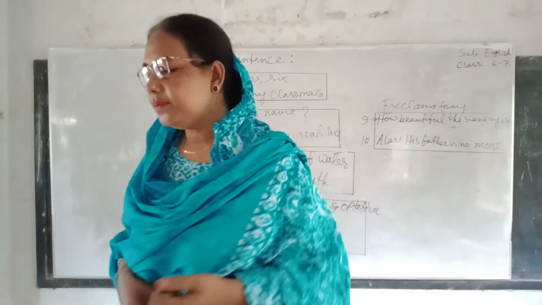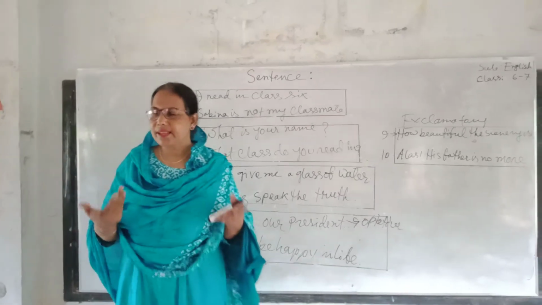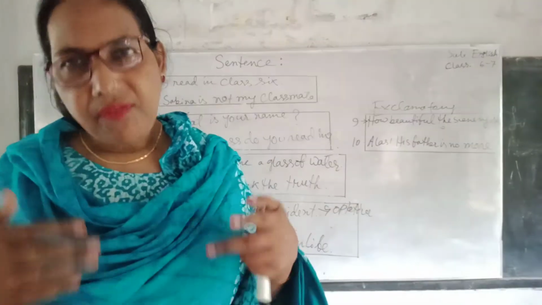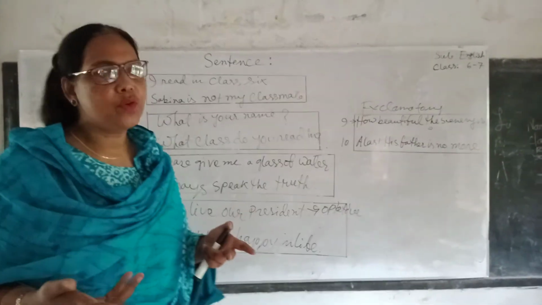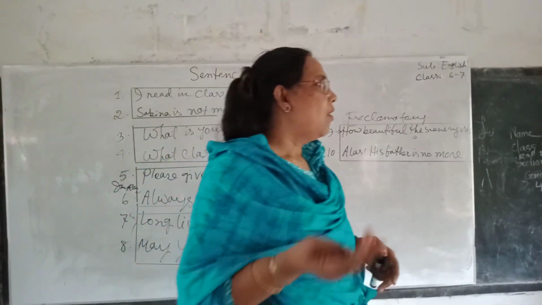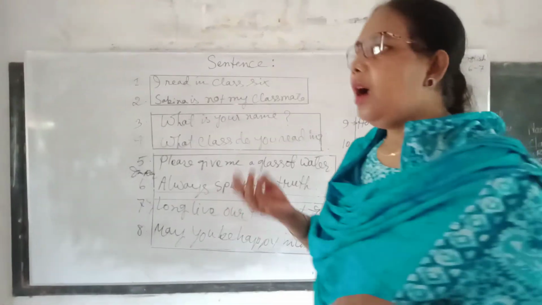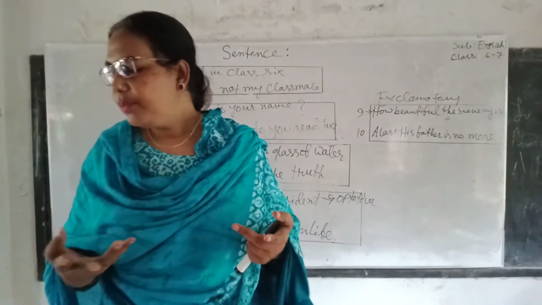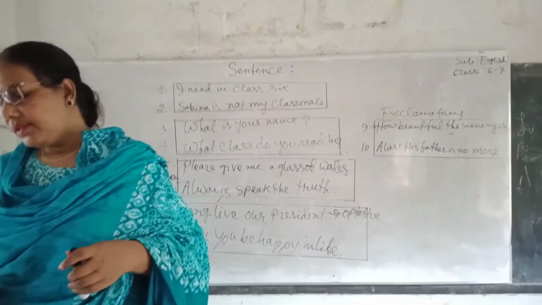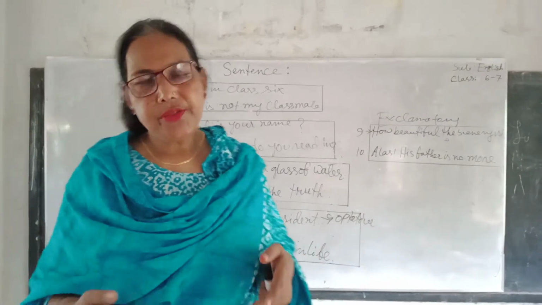Okay, dear student, though you are students of class 6 and 7, I hope you have already understood the five kinds of sentences according to their meaning. That means the assertive, interrogative, imperative, optative and exclamatory sentences. I hope you have already understood. Though you are students of class 6 and 7, this is very easy for you.